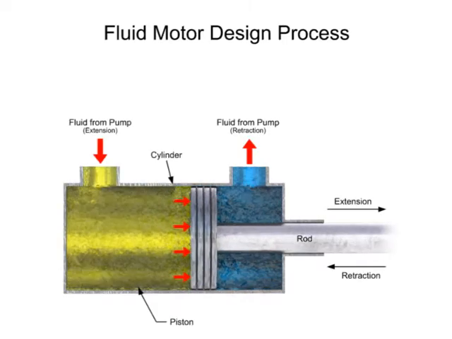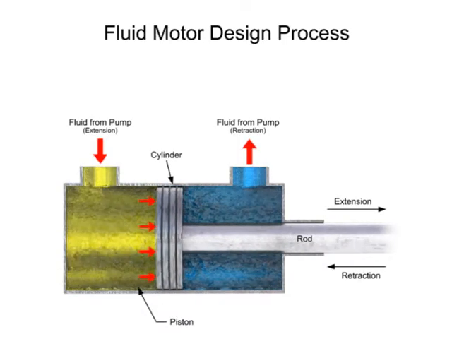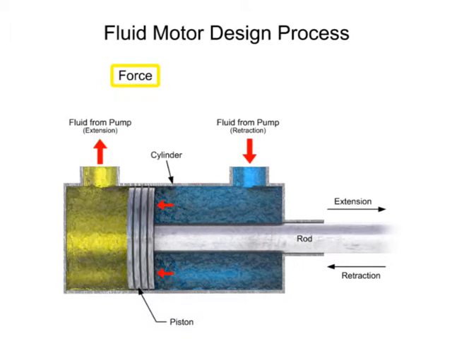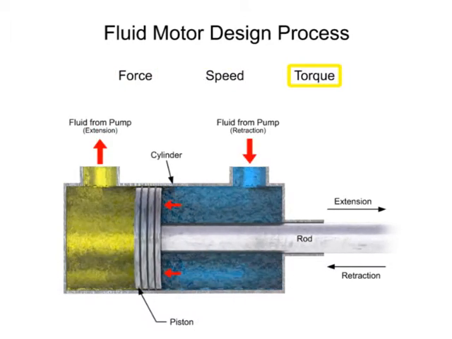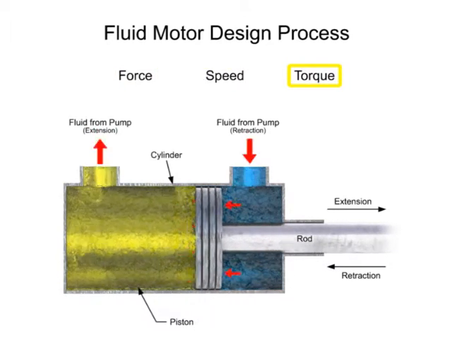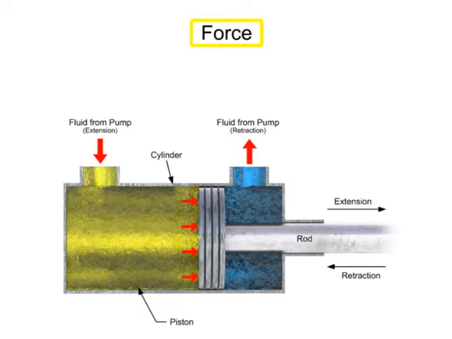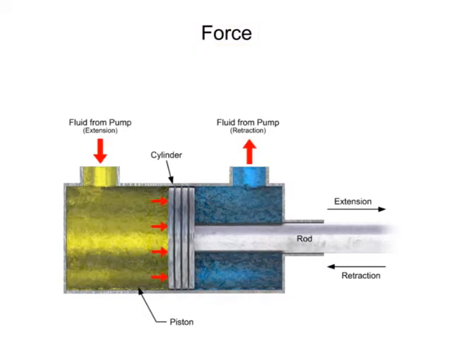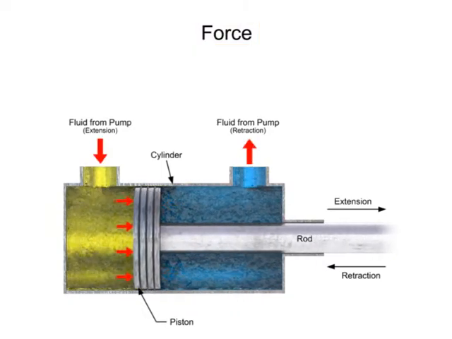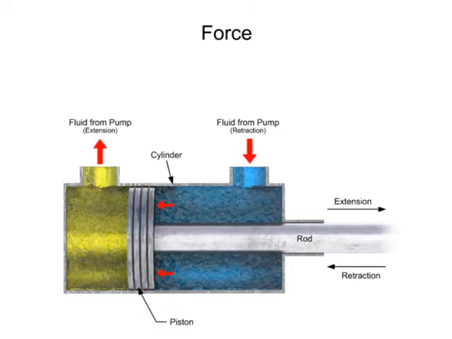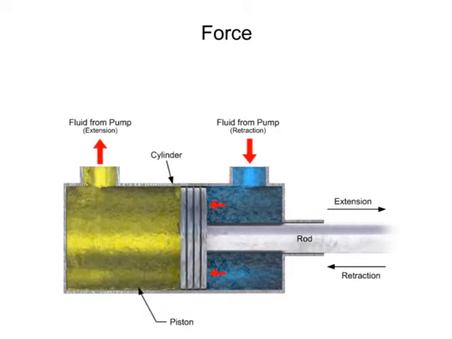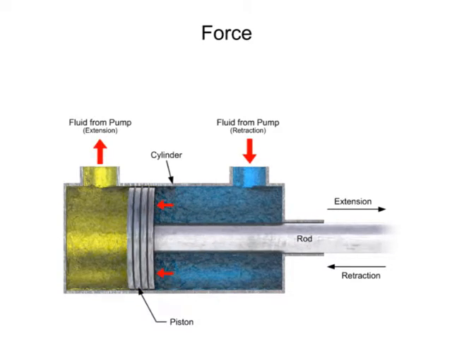With most fluid power applications, the design process starts by determining the force, speed, or torque required to accomplish the job. Force is defined as a strength which, if sufficient, will cause motion in a movable body. It always acts in a linear motion, and in fluid power is applicable only to cylinder operation.